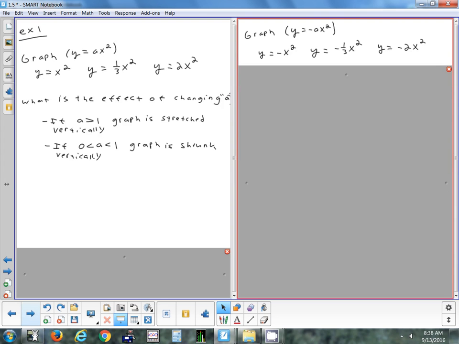Okay, I'm going to do the same graphs again, except now instead of just putting a different number in front, I'm going to add one more thing. I'm going to put a negative. Does anybody have a guess what putting a negative is going to do? We kind of explored this a little bit earlier, but this is a little different this time.